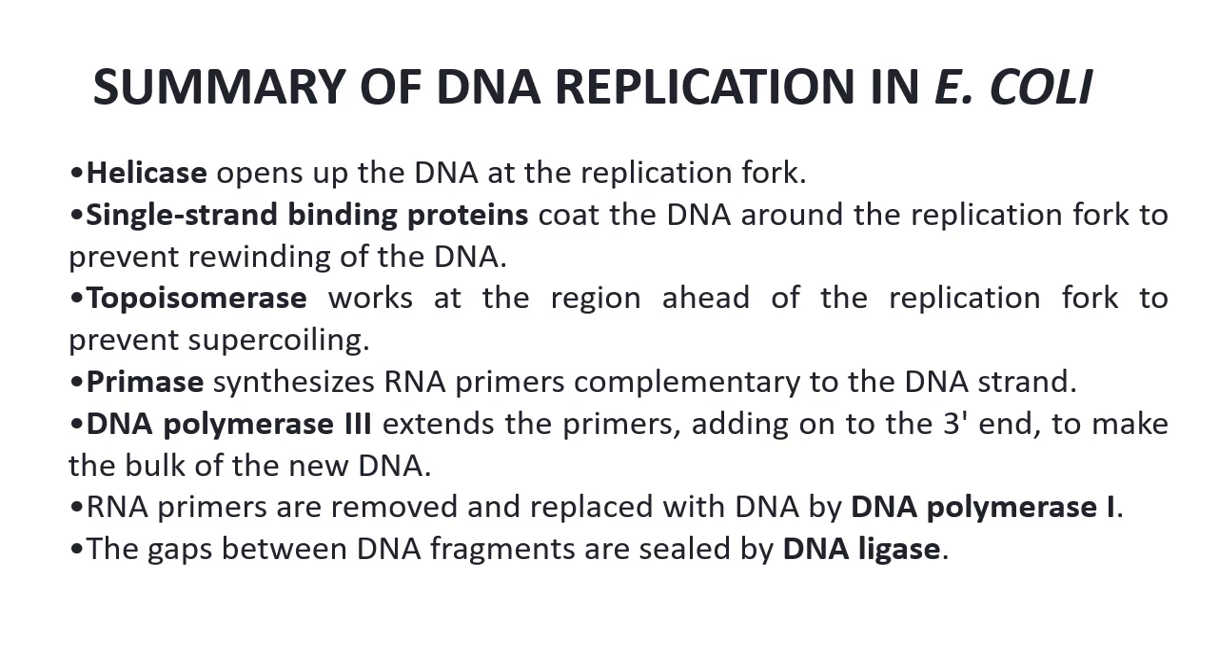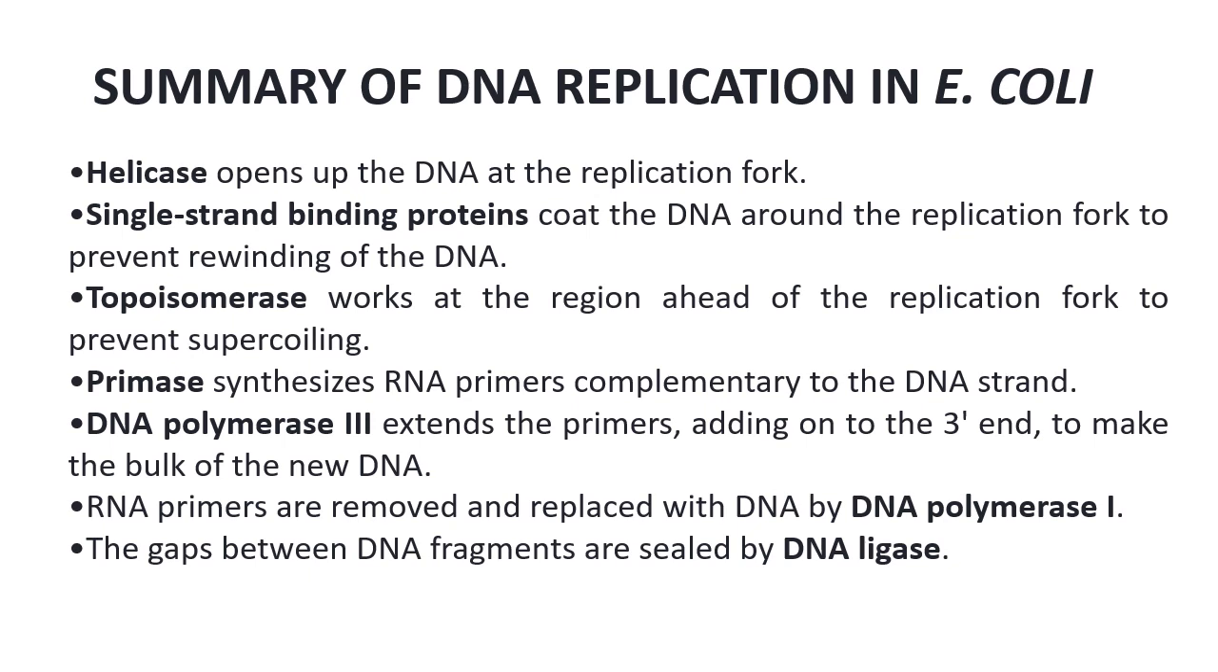So this is a summary of DNA replication. First, helicase breaks hydrogen bonds between the two helices, forming the replication fork. Then single-strand binding proteins coat the DNA around the replication fork to prevent rewinding of DNA. Next, topoisomerase works at the region ahead of the replication fork to prevent supercoiling.